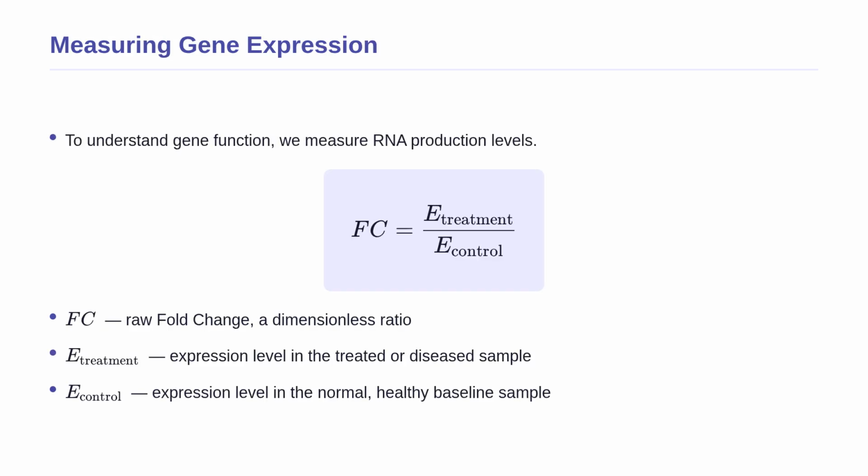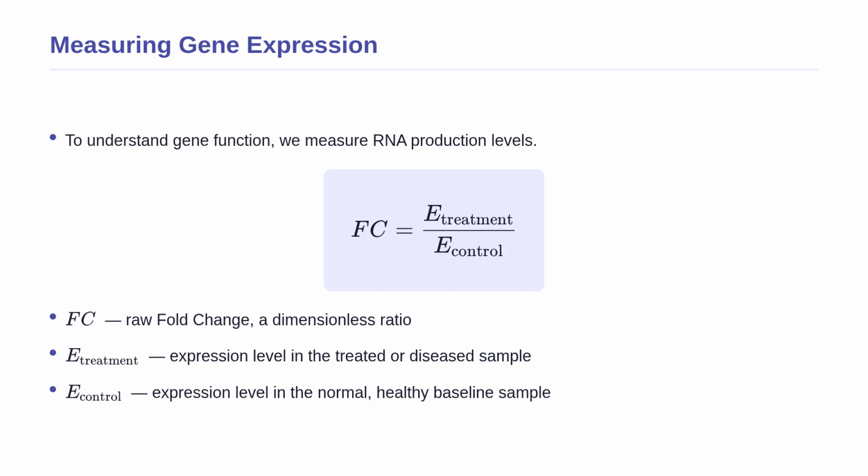Now that we understand the real-world impact, we need a mathematical way to measure these changes. To understand if a gene's function is changing, we must measure its expression level, which is essentially how much RNA it is actively producing. The most fundamental metric here is the fold change. Conceptually, this formula simply divides the new expression level by the old expression level to see how many times larger or smaller it has become.